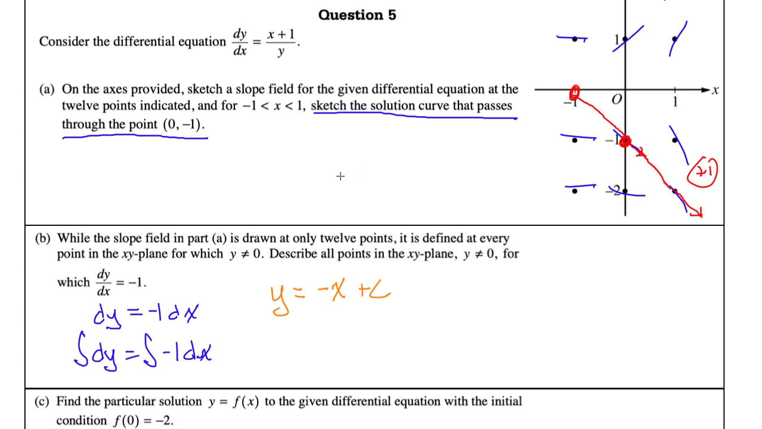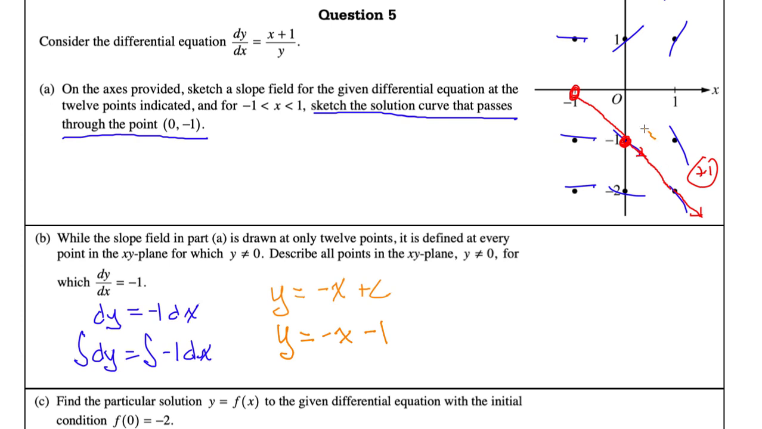For which dy dx, it's all the points that lie on this line. So check it out. That has a slope of -1. It's saying where do you have a slope of -1? Everything that is on this line has a slope of -1. So the y-intercept, this c, is -1. So the full equation should be y is equal to -x minus 1.